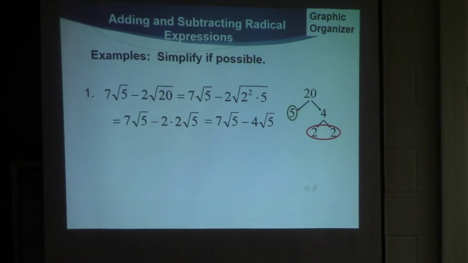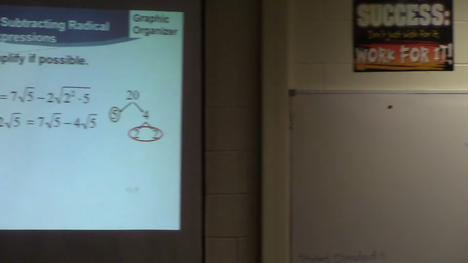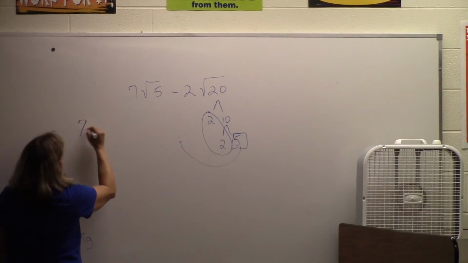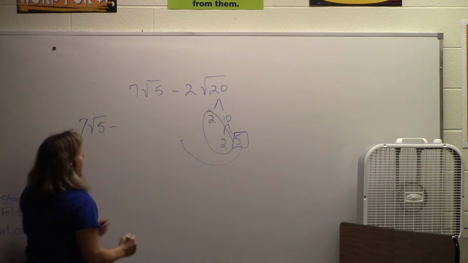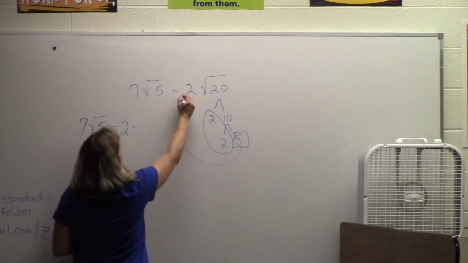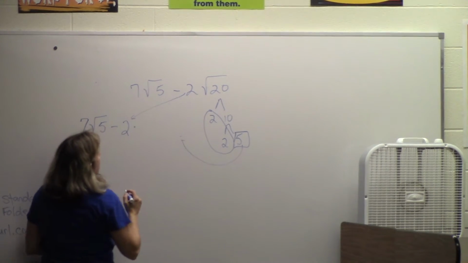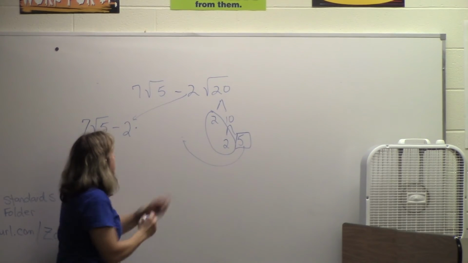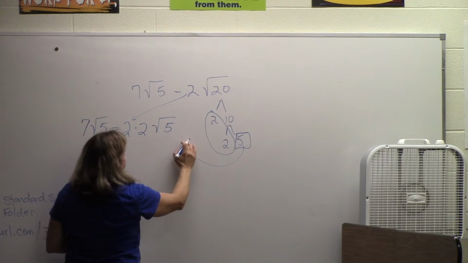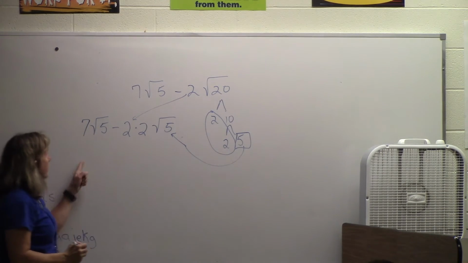I messed up. Okay, so let's go back. All right, I had 7 radical 5 minus 2 radical 20. So I broke down my 20, and I'm just going to put my 7 radical 5 out here. I already had a 2, so I need to bring that down. Bring this 2 down there. Okay, and then I had another 2 that came out, so that's times 2 radical 5.